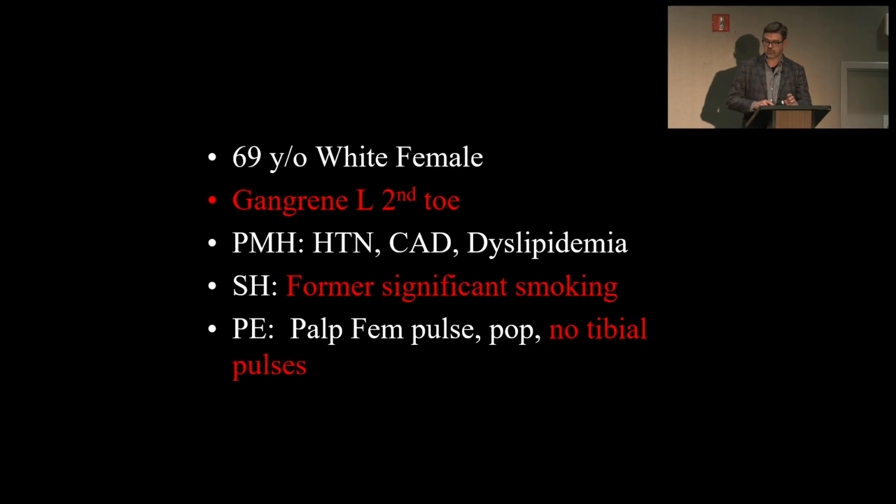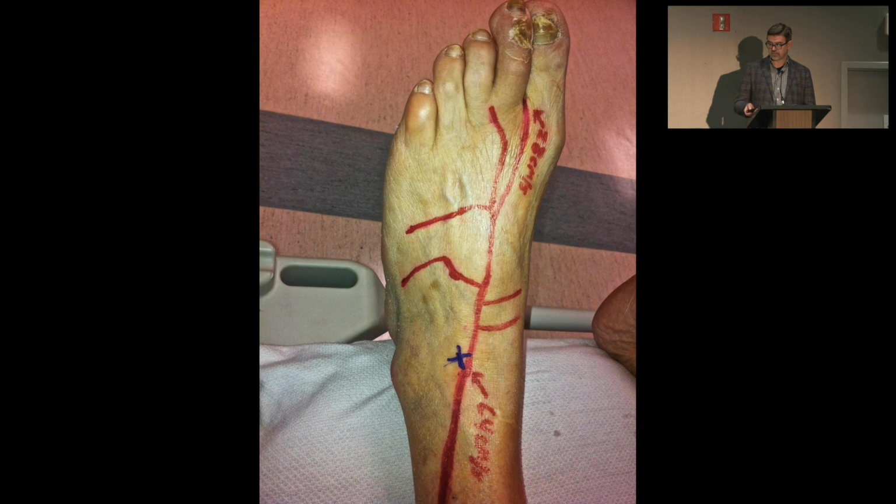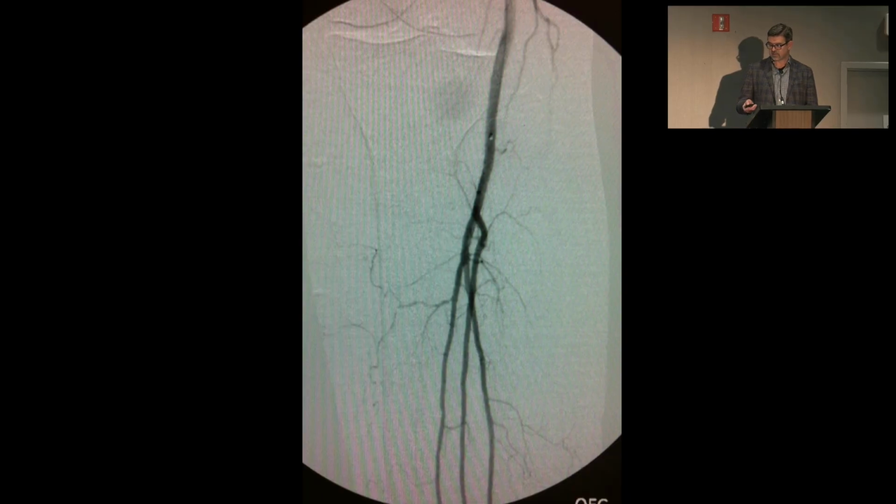So this 69-year-old white female had gangrene of her left second toe. She bought a shoe that was a little bit too tight, had a history of hypertension, dyslipidemia, former smoker, palpable femoral pulse, pop, no tibial pulses. And she has gangrene of the second toe. And I was doing a lot of mapping at that time, trying to figure out how this perfusion works. And I was chasing that idea of trying to understand that circulation.